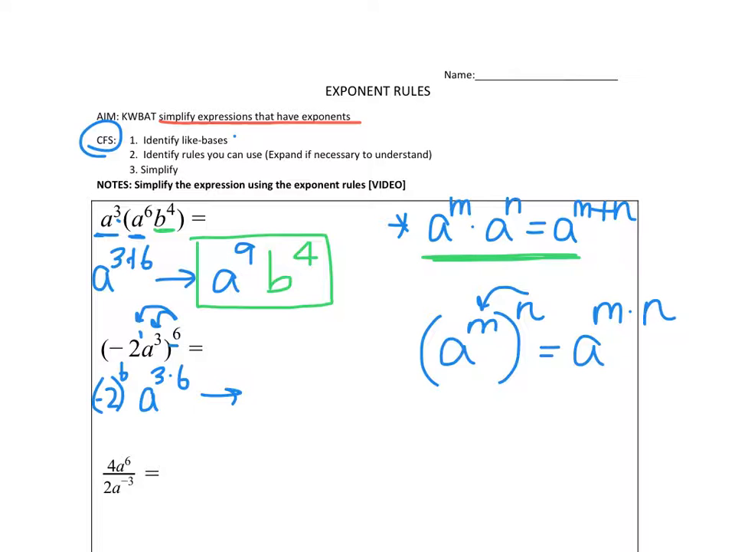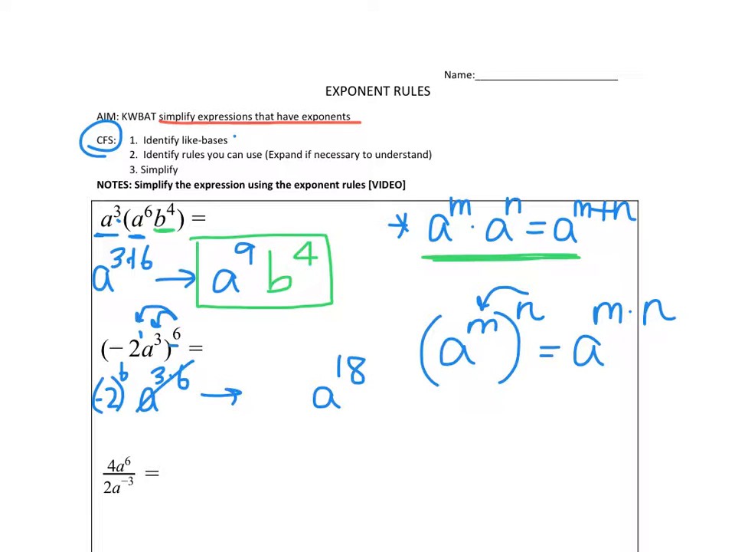-2. 6 times 1 is 6 to the 6th power. Now we can simplify this a little bit. Our exponents here, 3 times 6, a to the 3rd times 6th power, means we have a to the 18th power. So a to the 18th power. So we've taken care of this.